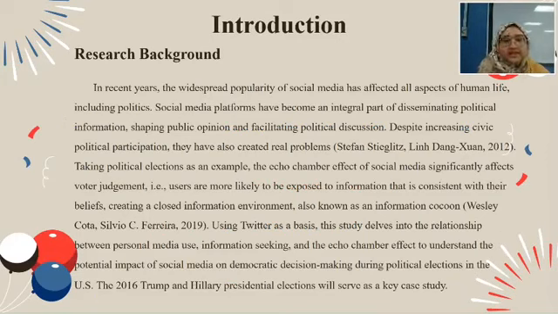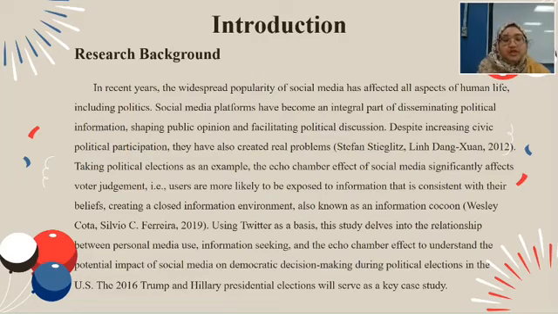So basically in recent years, the widespread popularity of social media has affected all aspects of human life, including politics. Social media platforms have become an integral part of disseminating political information, shaping public opinion and facilitating political discussion. Despite increasing civic political participation, they have also created real problems. Taking political election as an example, the echo chamber effect of social media significantly affects voter judgment. For example, users are more likely to be exposed to information that is consistent with their beliefs, creating a closed information environment, also known as an information cocoon.